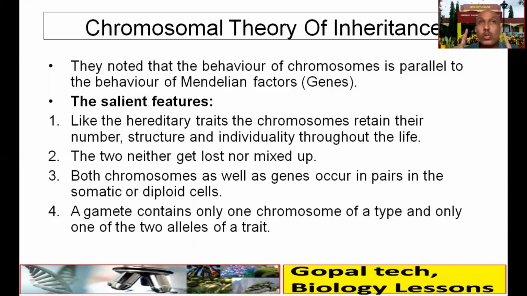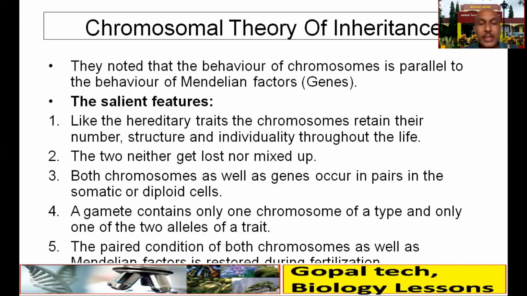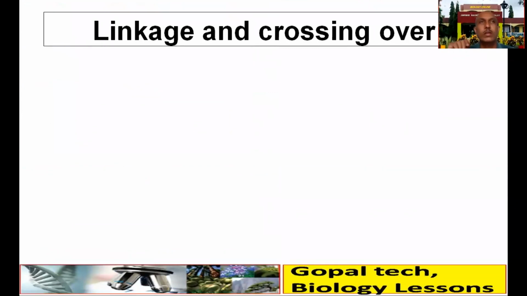But a gamete contains only one chromosome of a type and only one of the two alleles. अगर कैपिटल टी 2 है तो उसमें से एक कैपिटल टी, या कैपिटल टी और स्मॉल टी है हेट्रोजाइगस में, तो either कैपिटल टी या either स्मॉल टी, तो ऐसा. So that is one of the pair, means haploid. So the paired condition of both chromosomes as well as the Mendelian factors is restored during fertilization, क्योंकि haploid number carry sperm, haploid number carry egg या पोलन ग्रेन और ओवल आपने पढ़ा है. So haploid mixed together again become diploid. Okay, तो diploid condition restore हो जाता है. So during that ये दो concept आ गए, linkage and crossing over.